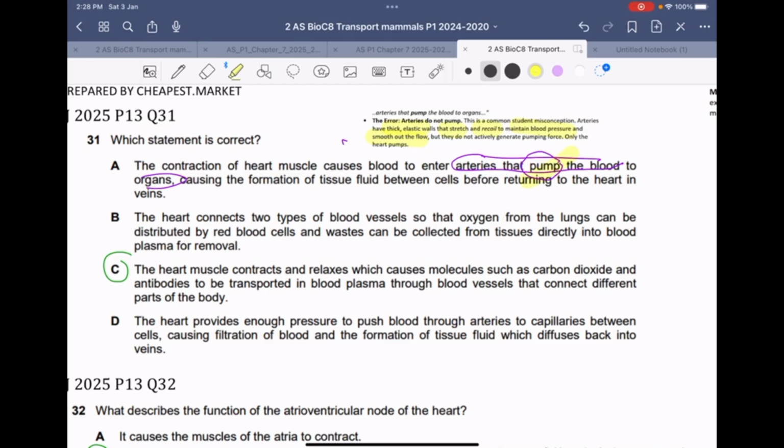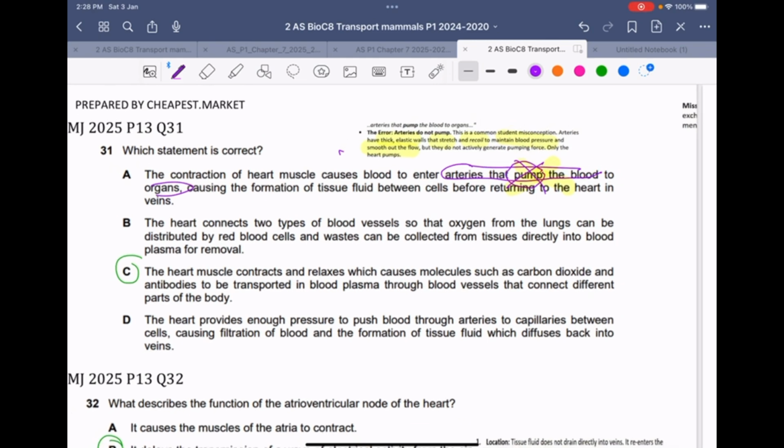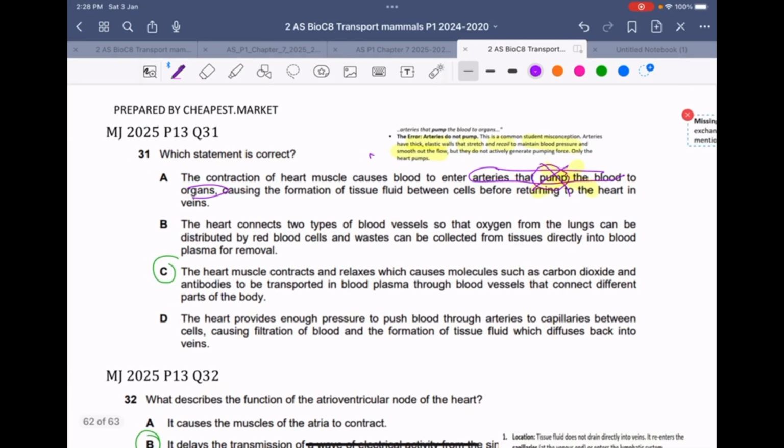And then number B, okay? The heart connect 2 types of blood vessels so that oxygen from the lungs can be distributed by the red blood cell and waste carried into tissue for renewal. So this is also incorrect because the hearts, right, it wrote that the heart connects arteries and veins, but the actual exchange of oxygen and the waste, they just happen at the capillary, and then it's not mentioned at here.